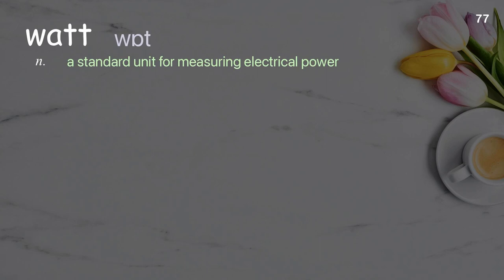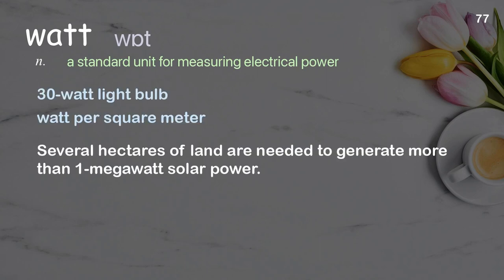Watt. A standard unit for measuring electrical power. Examples: 30 watt light bulb, watt per square meter. Several hectares of land are needed to generate more than 1 megawatt solar power.